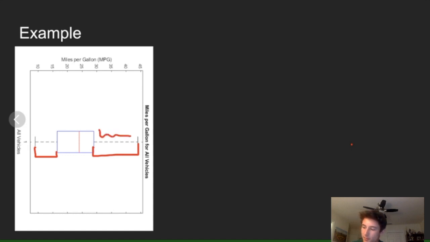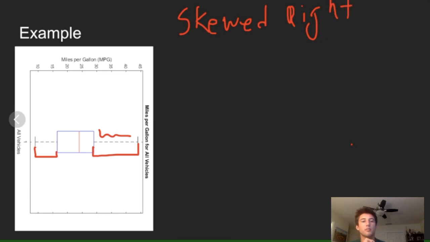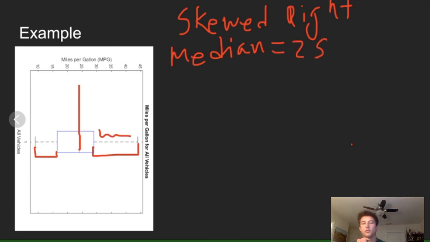Saying skewed left would be completely wrong. So I'm going to say skewed right. Next, we are going to talk about the center. For the center, we want the median, and we don't have the mean, but we're going to say if the mean is greater than the median or not. The median is this line right here, which looks about 25. So median equals 25. Now, I want you to take a second, pause the video, and tell me, is the mean greater than the median in this case, or the median greater than the mean?